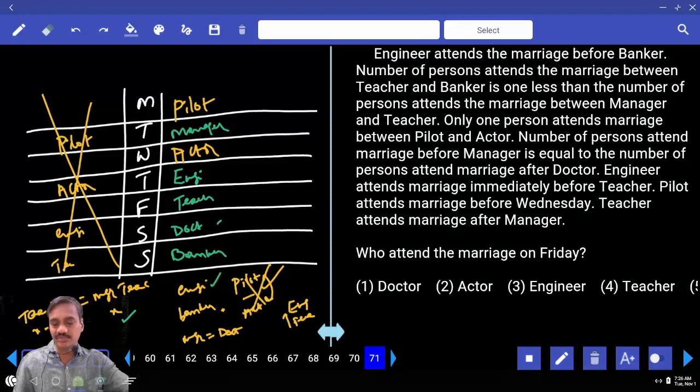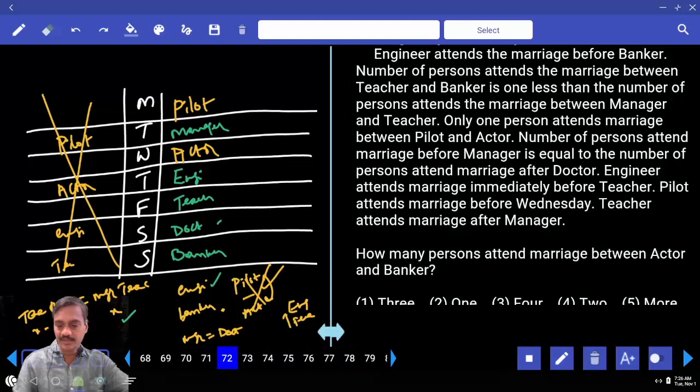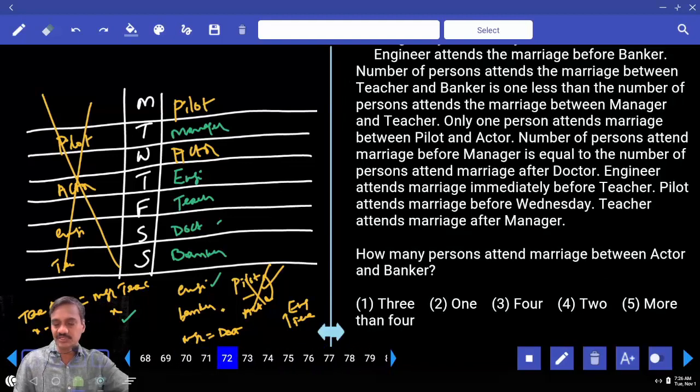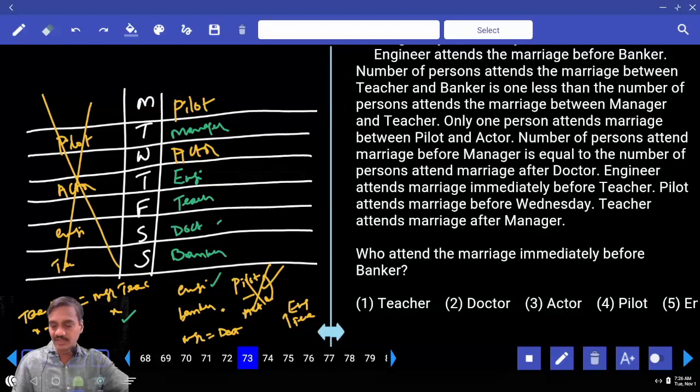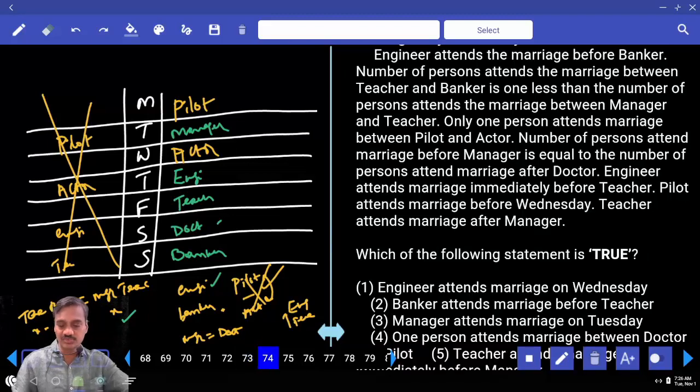Then who attends the marriage on Friday? Friday ఎవరు చెప్పండి? Teacher, choice for 71. Then 72, how many persons attend the marriage between actor and a banker? Now between actor and a banker there are exactly 3, choice 1, 72. And who attends the marriage immediately before the banker? Doctor, that is choice 2, 73.